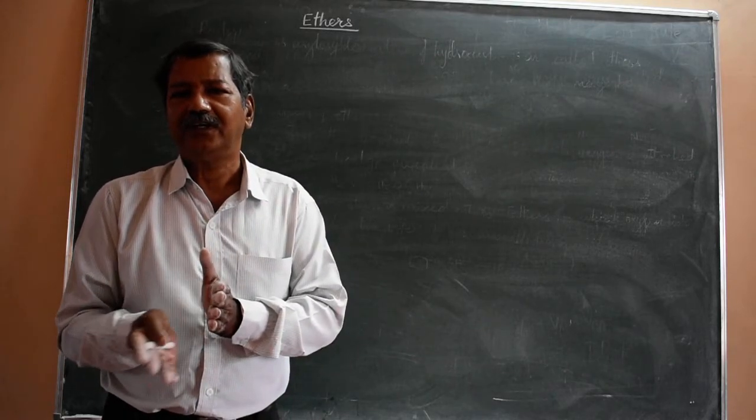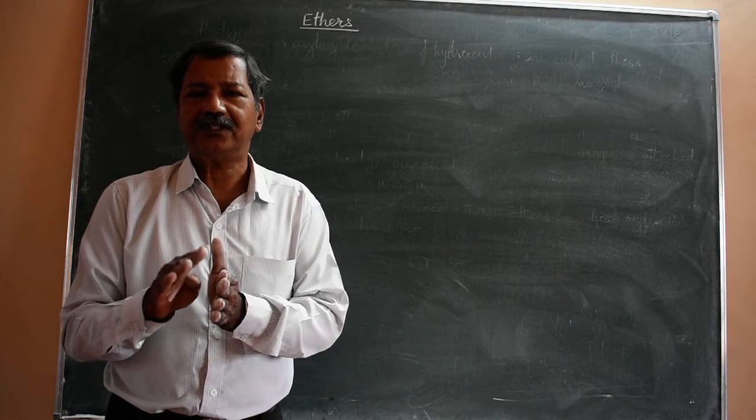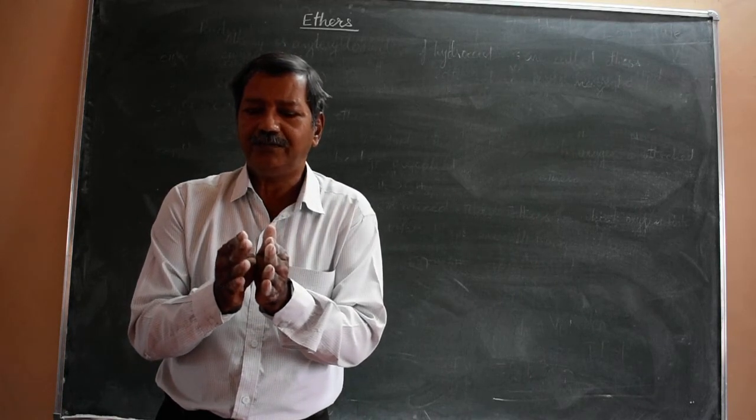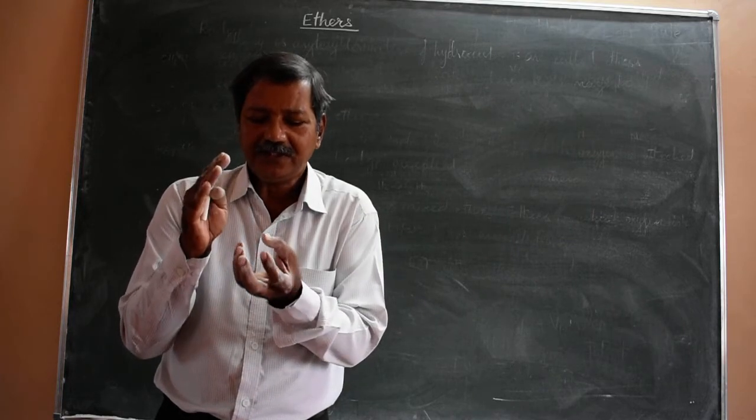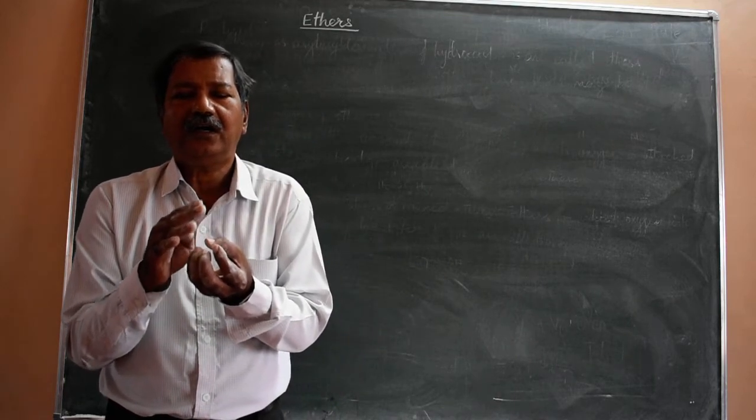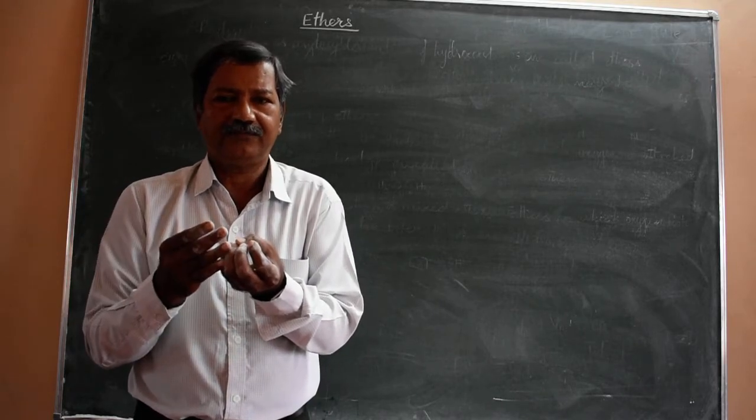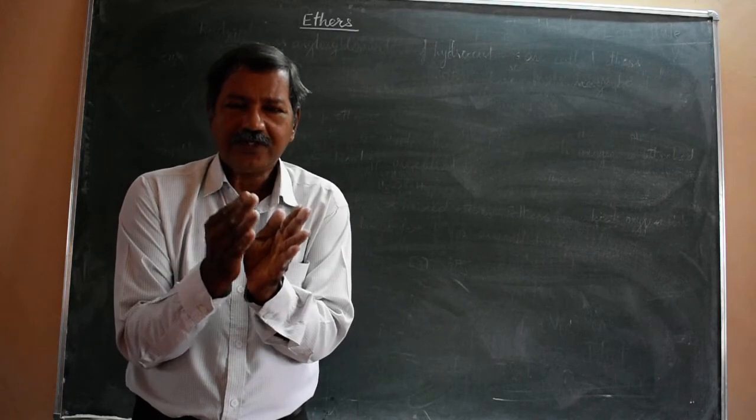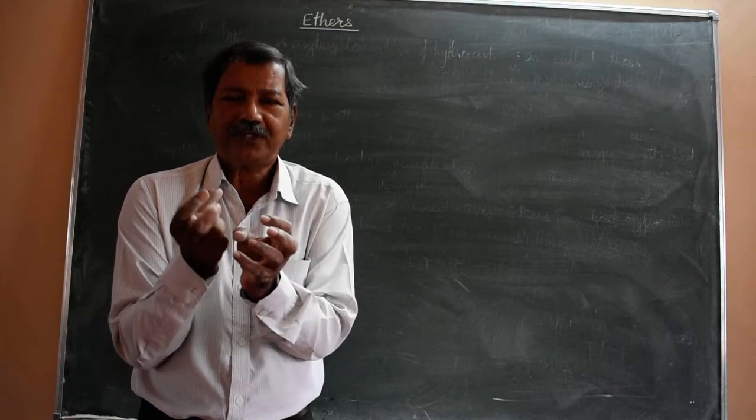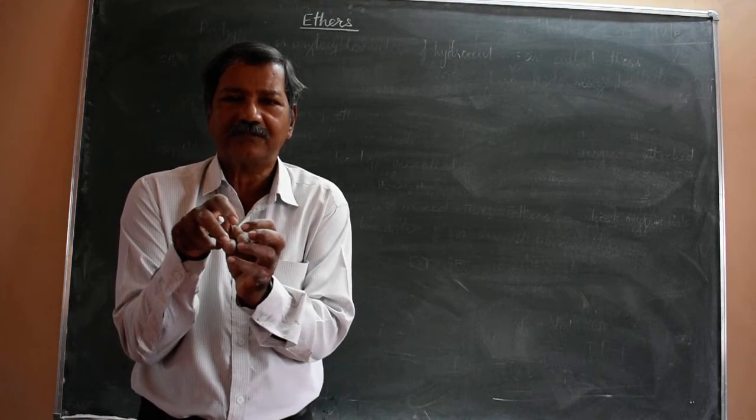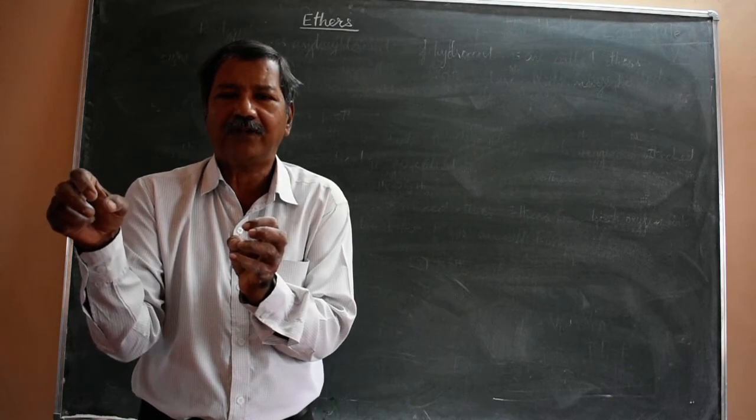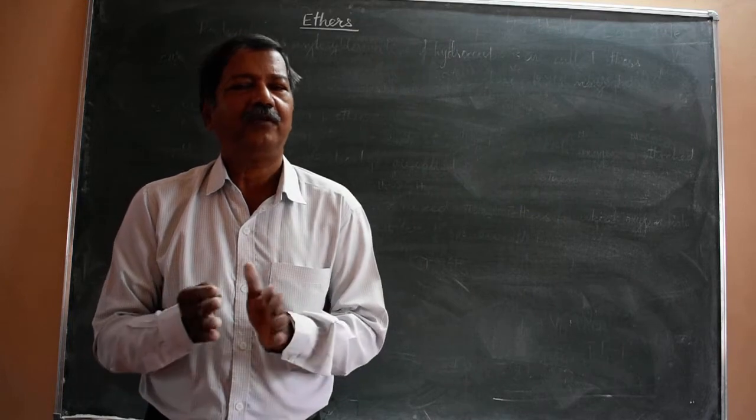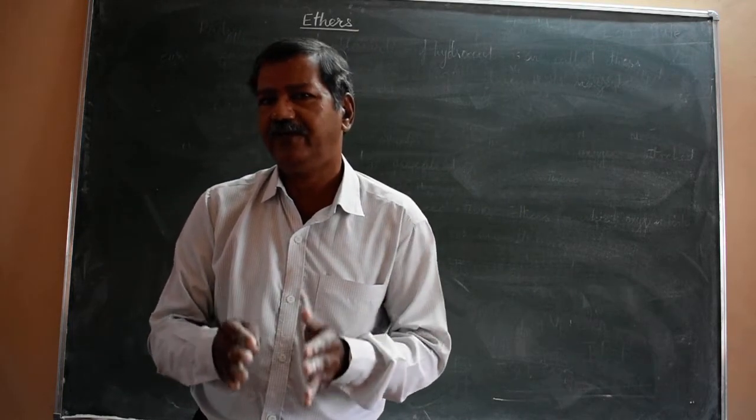In the common system, after naming the alkyl or aryl group, the suffix ether is added. In the IUPAC system, ether is not a functional group. So in the IUPAC system, first the alkoxy or aryloxy group is named, then the hydrocarbon, so alkoxy alkane or alkoxy arene. Which group do we take as alkoxy? The group which contains fewer carbon atoms is the alkoxy, and the group which contains more carbon atoms is the hydrocarbon, maybe alkane or maybe arene. It will be clear when writing the common name and IUPAC name of different ethers.